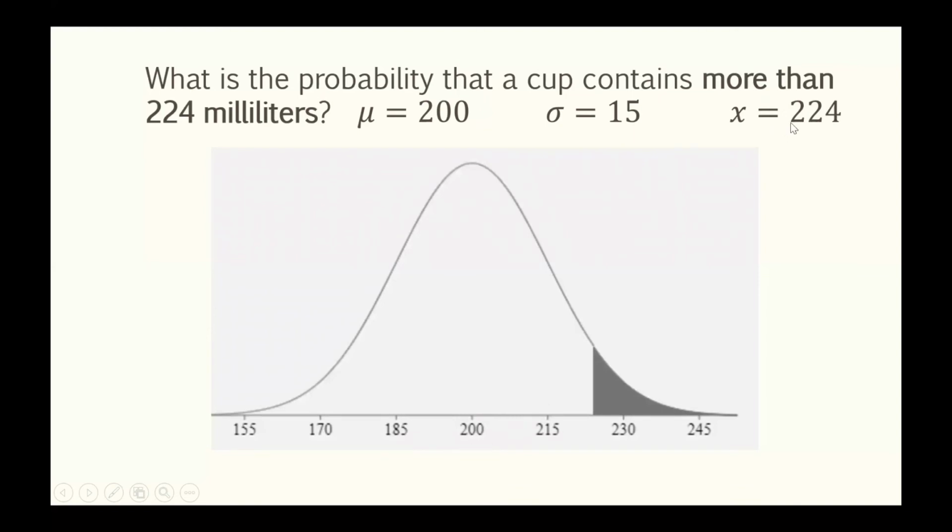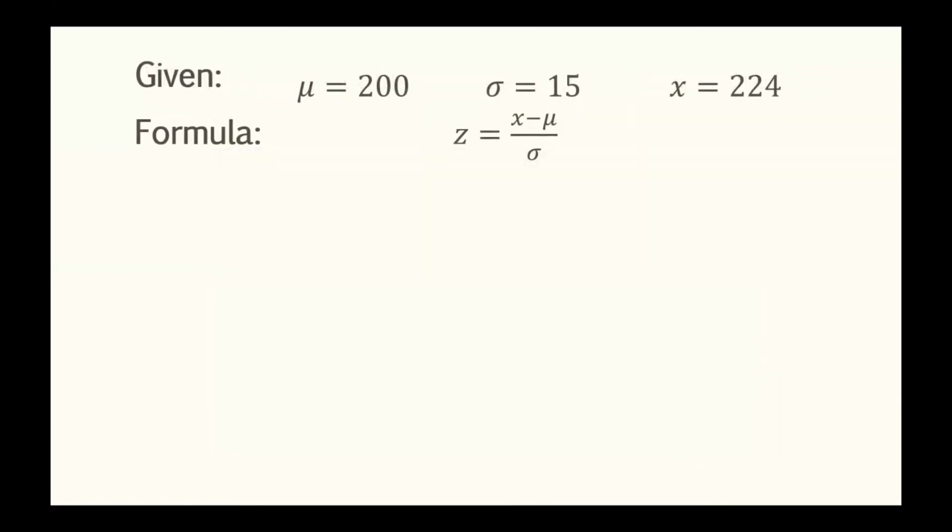Kung makita natin yung raw score, nasa right side ng normal curve, we have 224. Since in the problem, the keyword is more than, so yung shaded natin is from 224 to the right of the curve. In the question, we are going to determine the probability or the area that is in percent form or in decimal form. So the shaded portion of the normal curve, we have to determine the probability or the area using the formula for standard score or z-score.